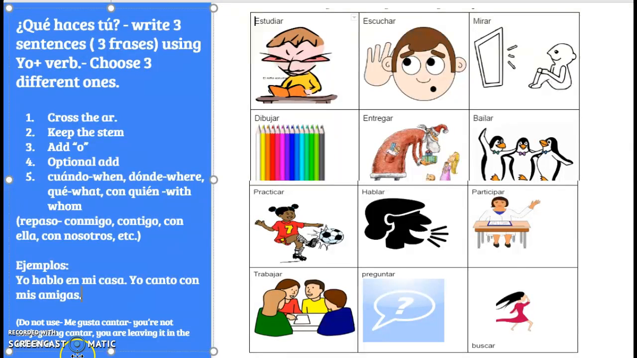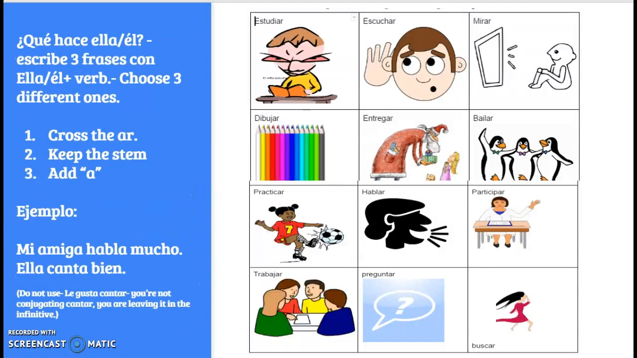So again, don't use me gusta cantar, necesito cantar, because you're not conjugating cantar. You're leaving it in the infinitive format, okay? And that's not the point of this assignment. So again, for yo, drop the AR, add the O, and add something. You can say yo estudio español, yo escucho música rap, yo hablo con mi mamá, yo practico fútbol, and things like that.